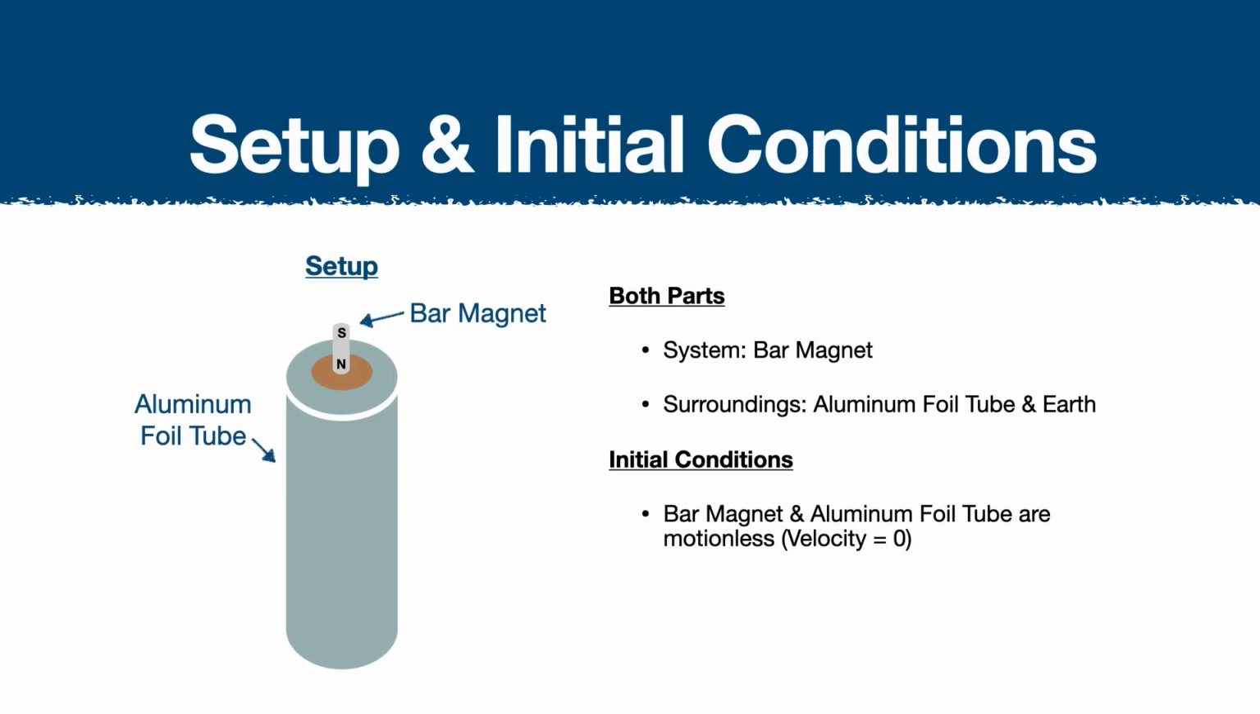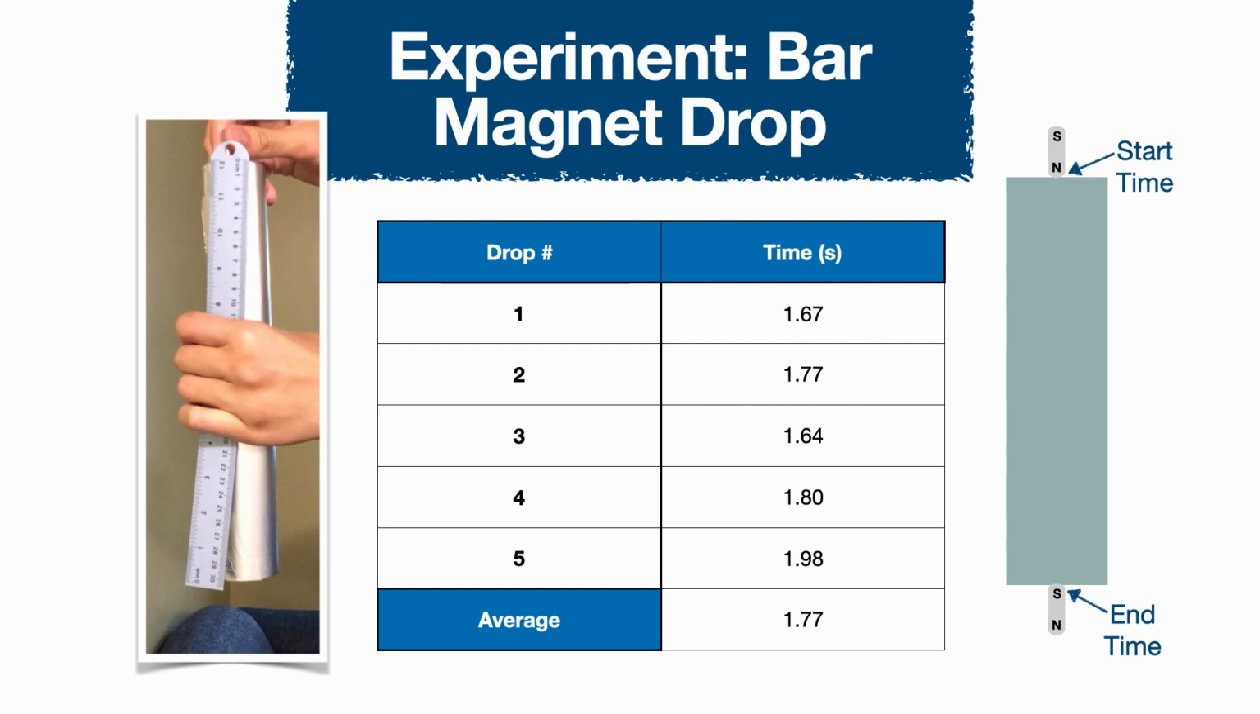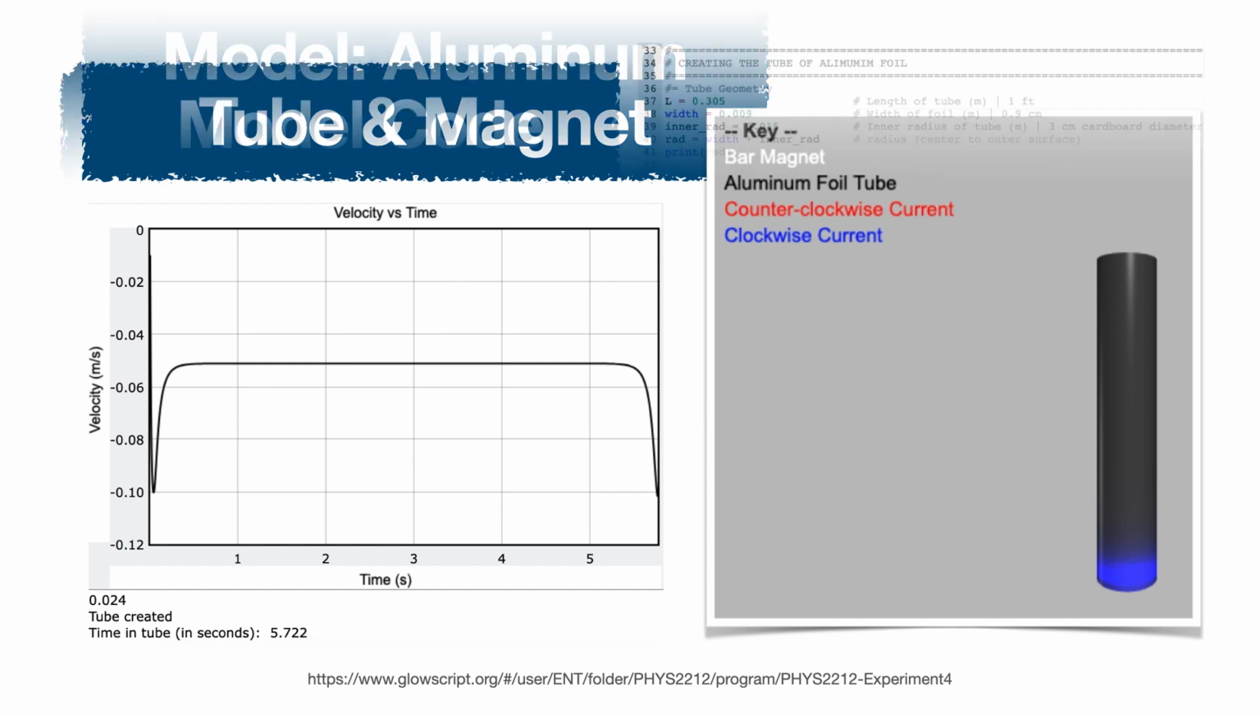In this experiment, the system is the bar magnet and the surroundings are the aluminum foil tube and the Earth. The initial conditions are both the bar magnet and aluminum foil tube being motionless with velocity equal to 0. Shown here are the 5 recorded entry to exit drop times of the bar magnet down the aluminum foil tube. Shown here on the right is the model of the bar magnet falling down the aluminum foil tube with the velocity time graph on the left.